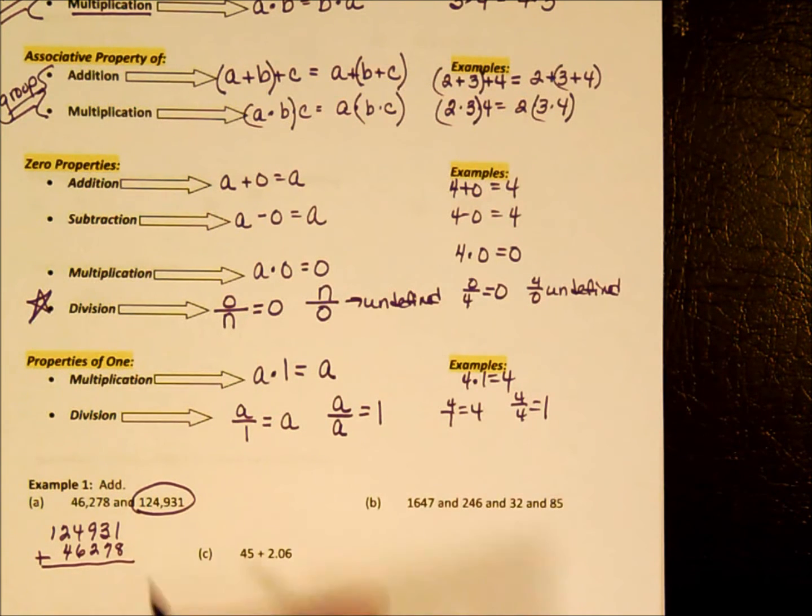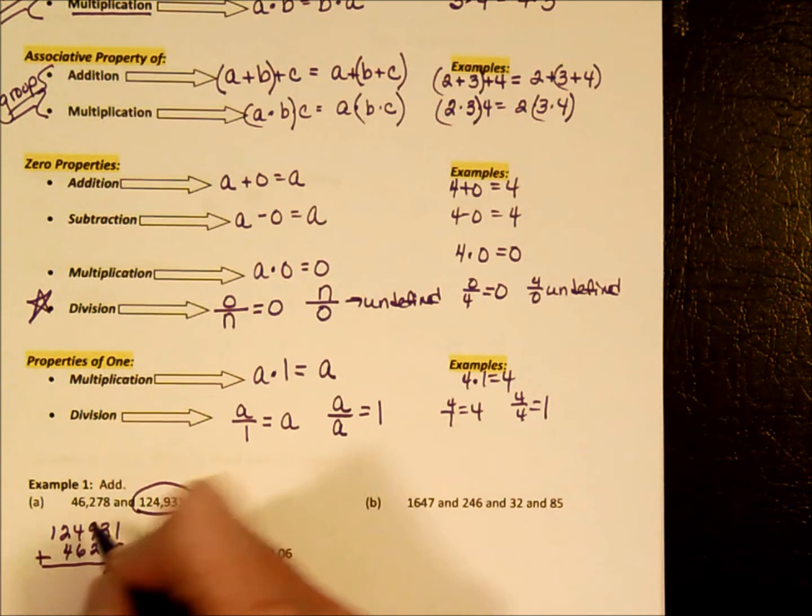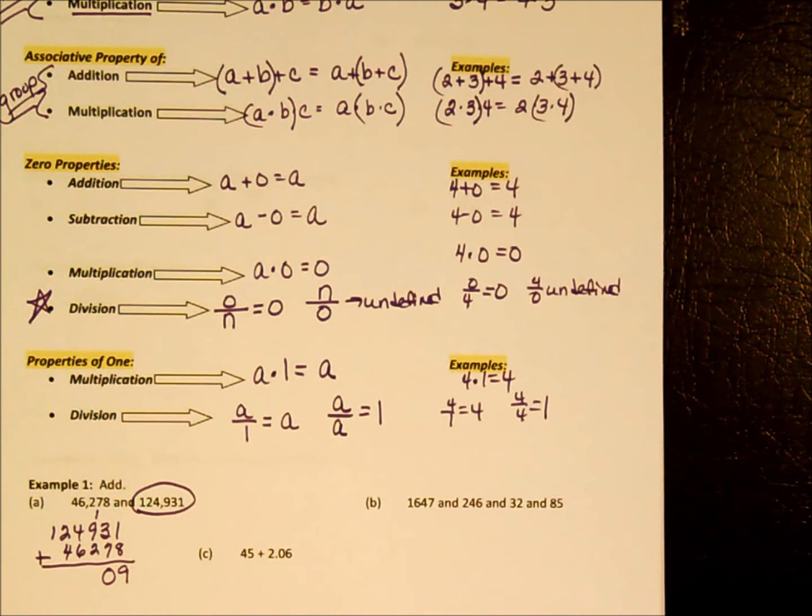And then all you do is add. 1 and 8 is 9, 3 and 7 is 10. We carry a 1. 1 and 9 is 10 and 2 is 12, carry the 1. 1 and 4 is 5 and 6 is 11, carry the 1. 1 and 2 is 3 and 4 is 7, nothing to carry. Bring down the 1, now count over 3 and put in your comma. So nothing too complicated there, just a quick review.